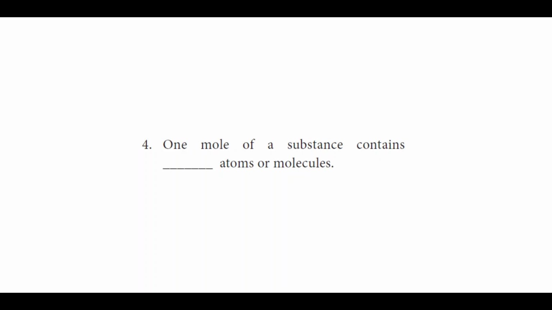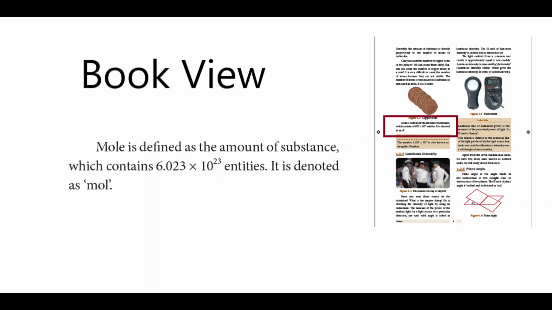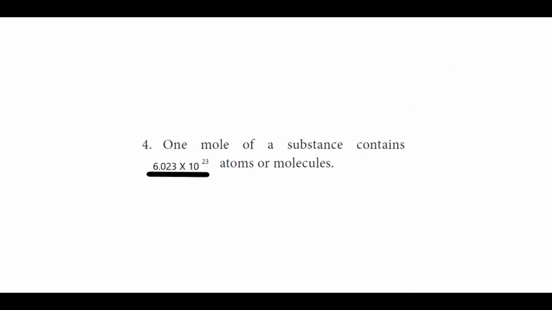Then the fourth one. 1 mole of a substance contains dash atoms or molecules. This is the book view. The box message shows the answer. The mole is defined as the amount of substance which contains 6.023 into 10 to the power of 23 entities. It is denoted as mole. So the answer is 1 mole of a substance contains 6.023 into 10 to the power of 23 atoms or molecules.